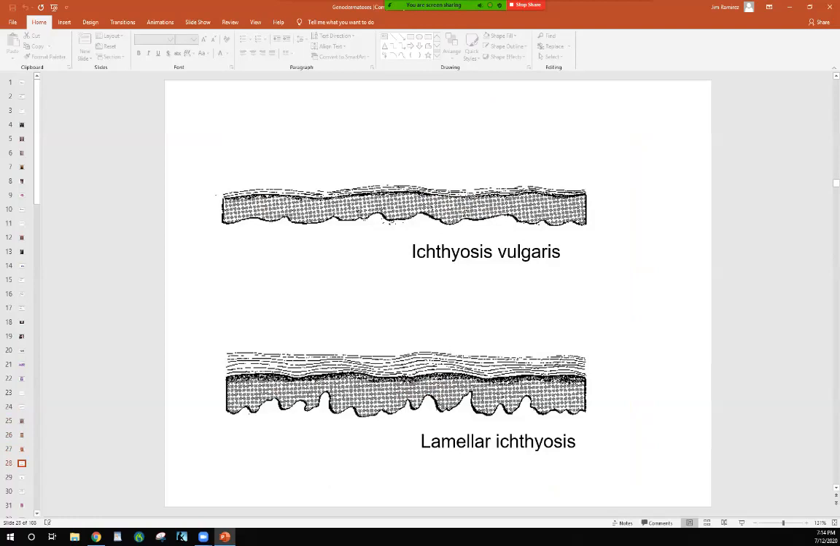Here's just a schematic showing the difference between vulgaris and lamellar ichthyosis. And it's really the difference between ichthyosis vulgaris and all other ichthyoses, except the one that has epidermolytic hyperkeratosis. You can see the decreased granular layer and the flattened rete ridges right there as well.